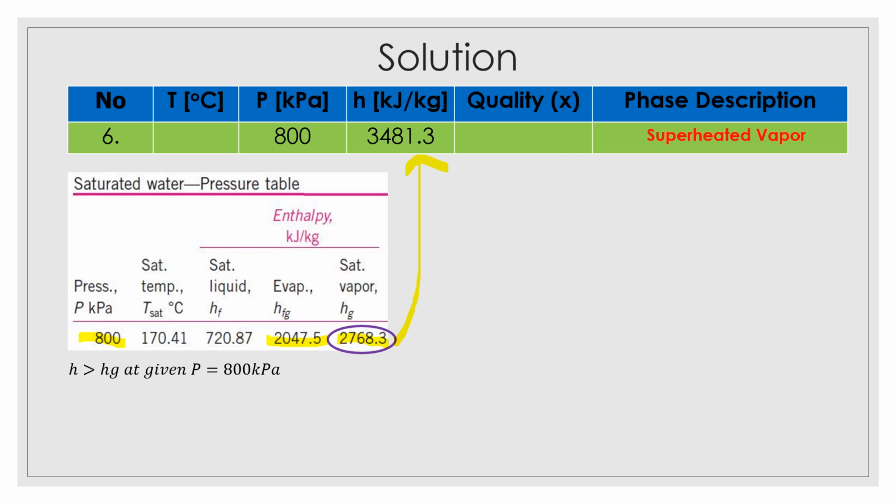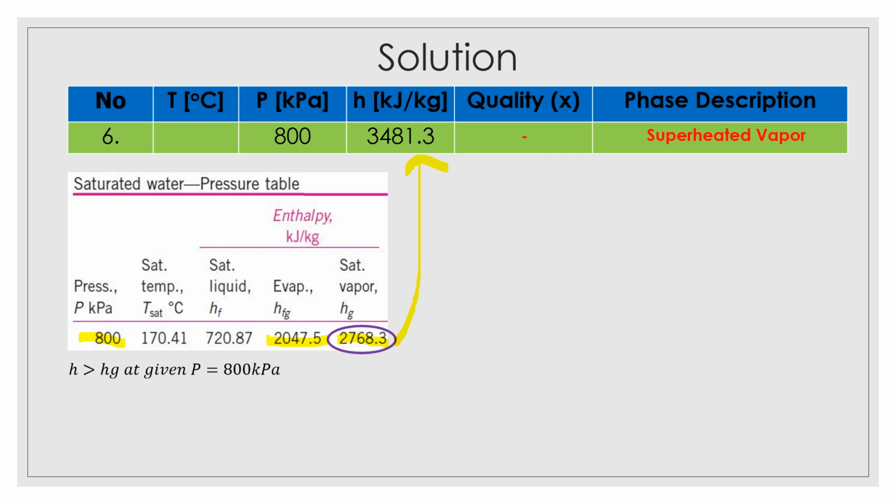Once we know the phase description is superheated vapor, the quality automatically becomes dash, or not available, or nil, because at the superheated vapor condition there is no value of quality. But normally, students will wrongly put x equal to 1, which is wrong. X equal to 1 refers to the saturated vapor. It does not refer to the superheated vapor. So, guys, you need to be careful on this.